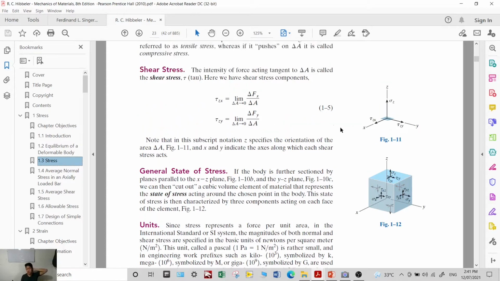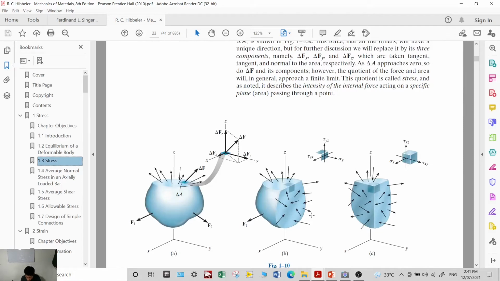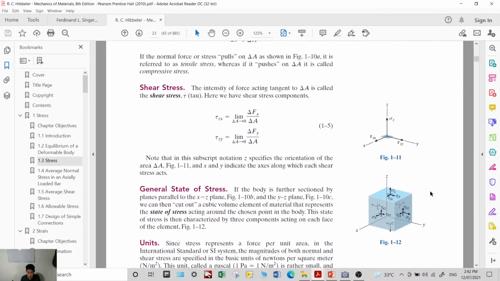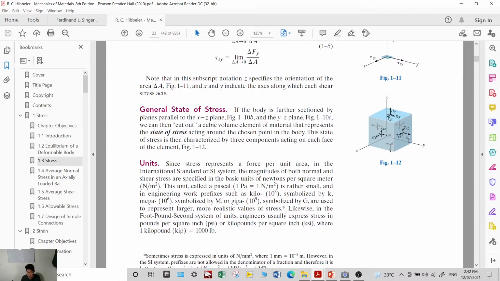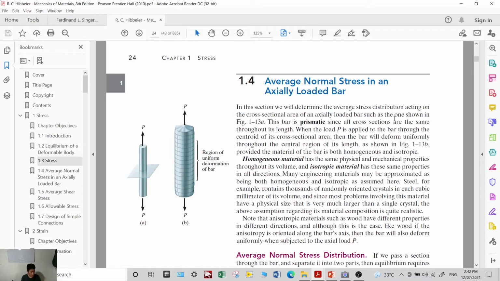If we take a small cube from the surface, it looks like this. So what are the stresses present in this cube? How many sides does it have? Six, and every side has three stresses: normal and shear stresses. Okay, so we will expound on the normal stresses.